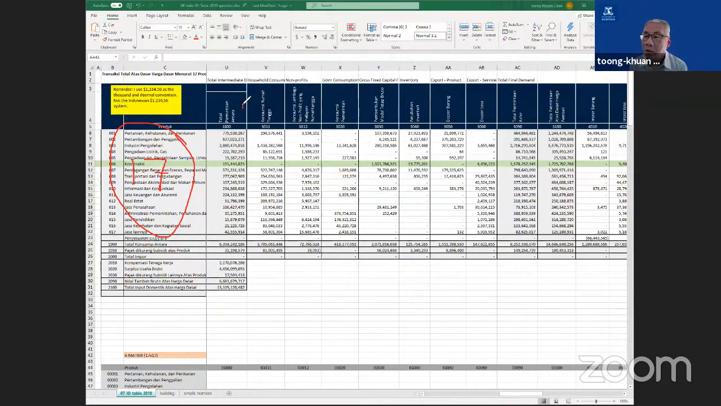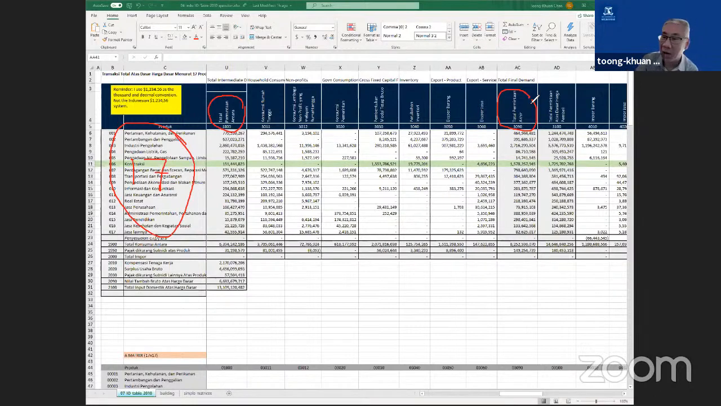This is total permintaan antara. So that's what we call total intermediate demand. It is the total of quadrant 1, what was supplied to other industries. This is total final demand, total permintaan akhir, which means total final demand. So that is what is actually delivered. So that will reflect the total project cost, right?